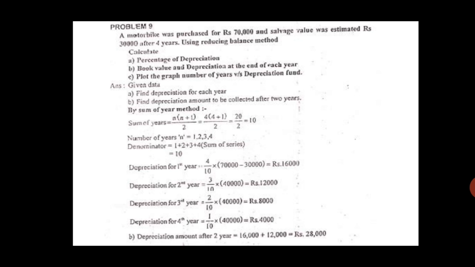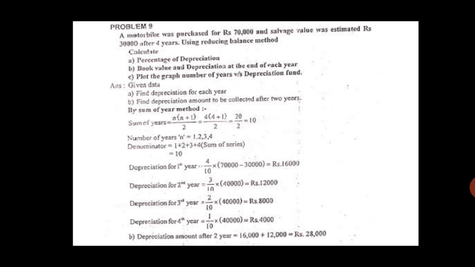So sum of years is equal to n in bracket n plus 1 divided by 2, where n is 4 years. Okay. So 4 in bracket 4 plus 1 divided by 2, that is 4 into 5 is 20 divided by 2, that is 10 years. Okay. And the number of years is 1, 2, 3, 4. So the denominator will become 10. 1 plus 2 plus 3 plus 4. That is sum of the years. So 4 years means 4 plus 3 is 7, plus 2 is 9, plus 1 is 10.